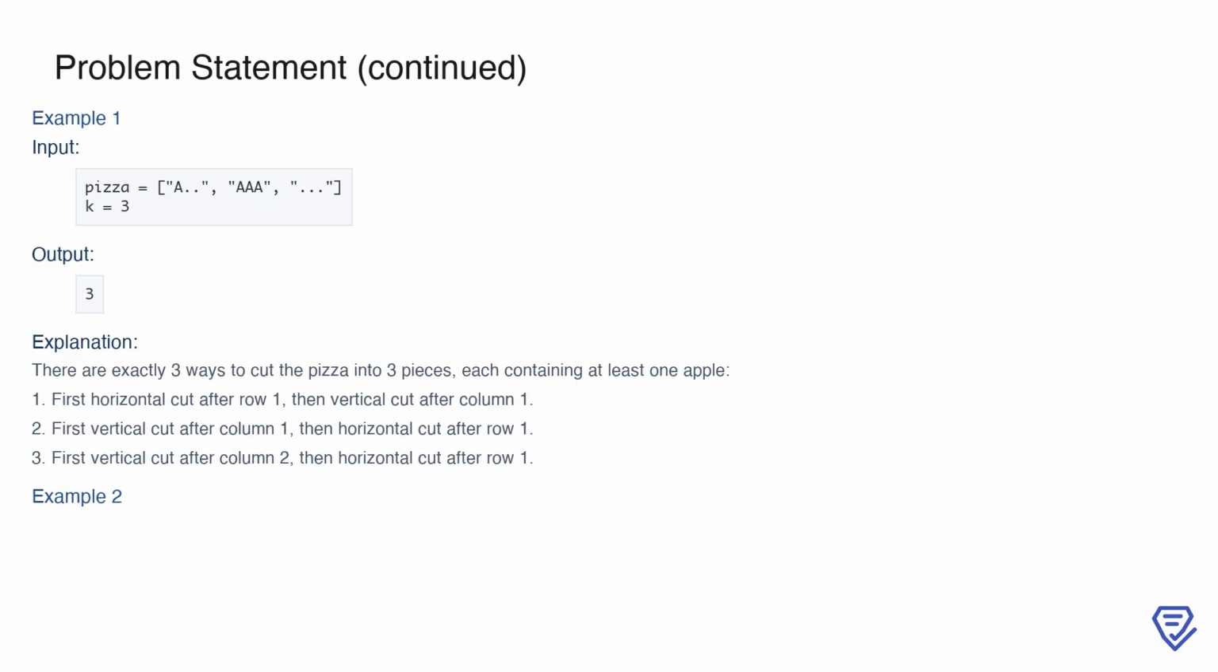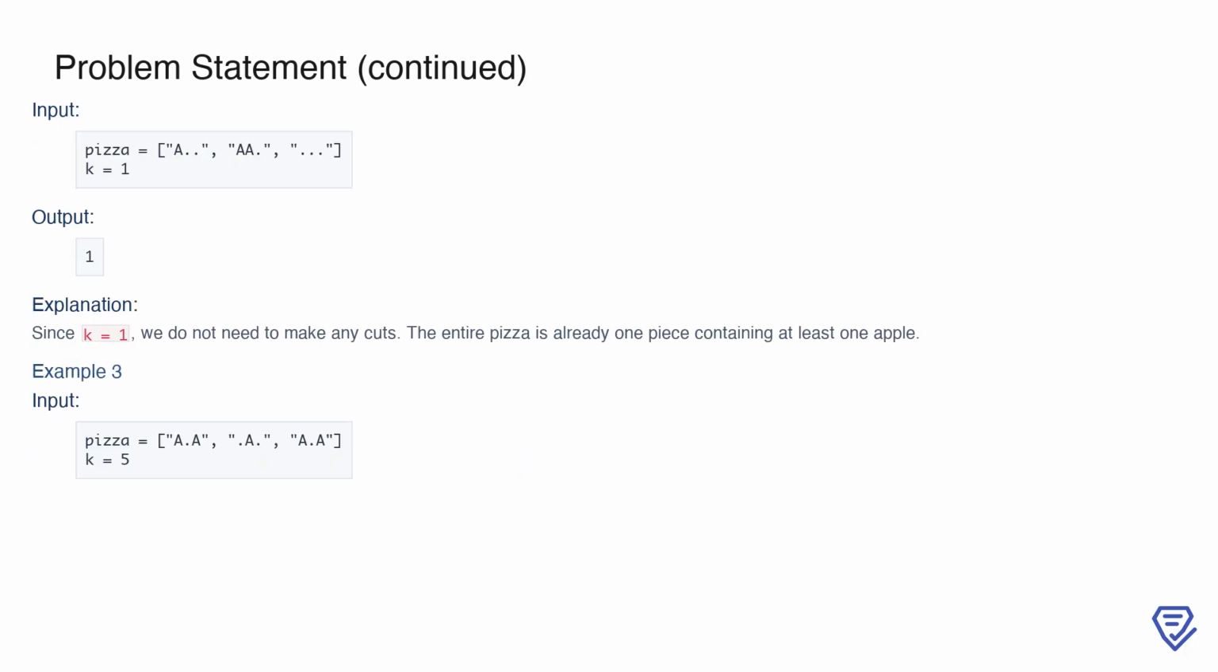The third way is to make a vertical cut after the second column first, followed by a horizontal cut after the first row. In all these cases, each of the 3 resulting pieces contains at least one apple. Now, consider another example where the pizza grid is A, and K is 1. In this case, the output is simply 1. Since the number of pieces required is only 1, no cuts are needed at all. The entire pizza is considered as one piece, and it already contains apples, so the condition is satisfied. This is a straightforward scenario where no cutting decisions are necessary.